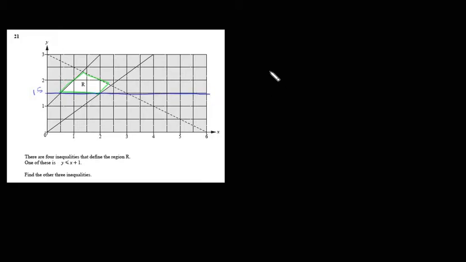We are already given that one of these lines is y is less than or equal to x plus 1. We need to identify these lines. So let's identify the one which is already given. y is less than or equal to x plus 1. If you put x is equal to 0, we get y is less than or equal to 0 plus 1. This again gives y is less than or equal to 1.